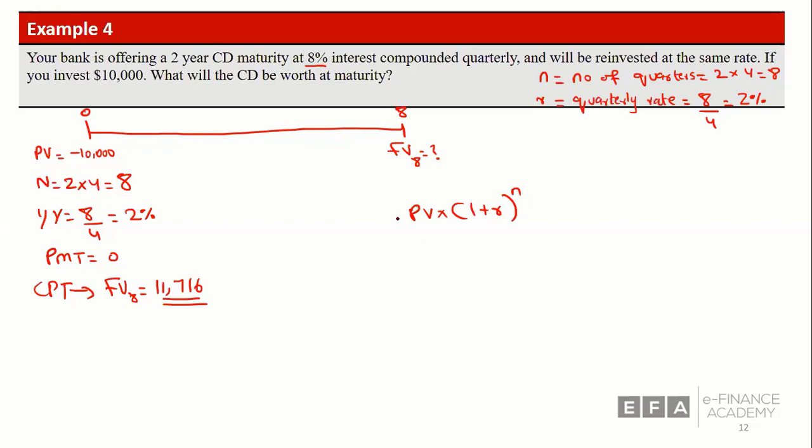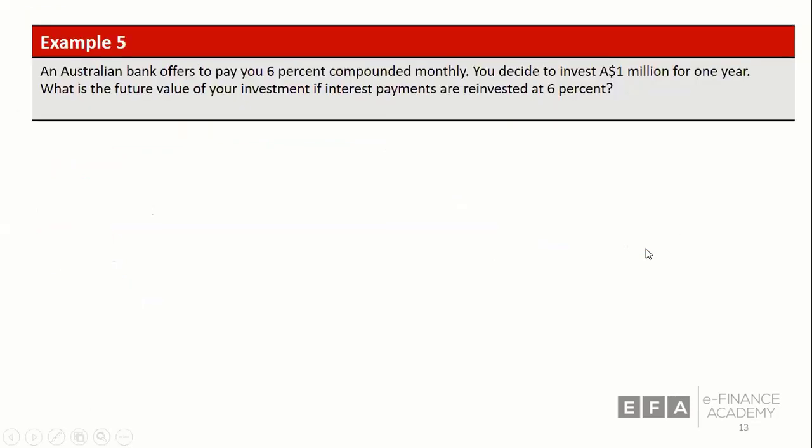So that's extremely important, right? All we would say is 10,000 times 1 plus 0.02. I've already divided this by 4, so I'm assuming, otherwise you could also press 0.08 divided by 4, to the power of the number of quarters. How many quarters are there? It's 8 quarters, and that should give us 11,716.